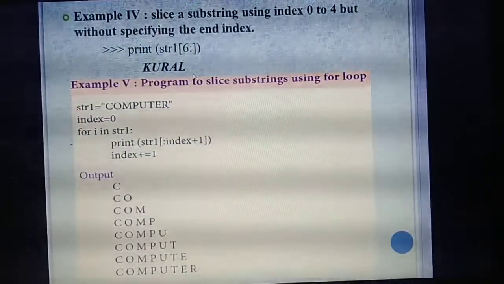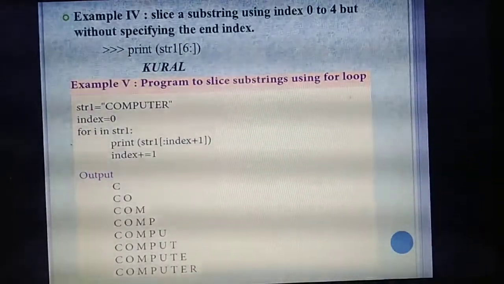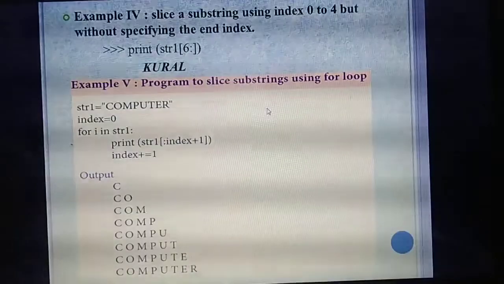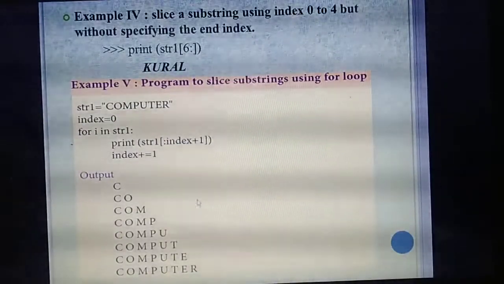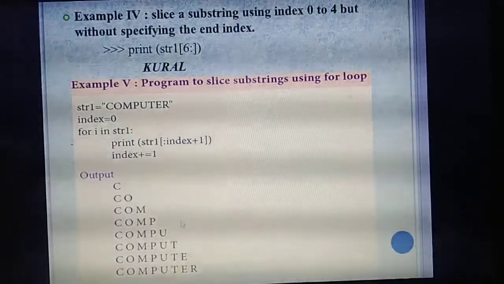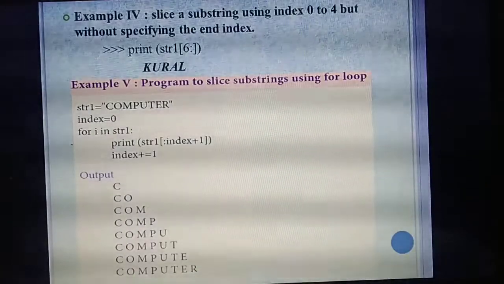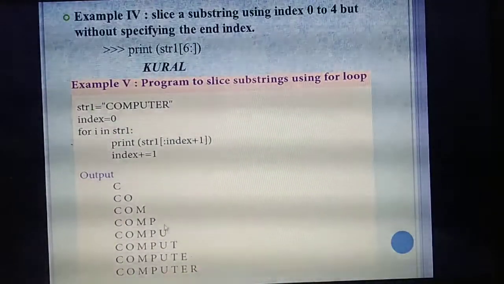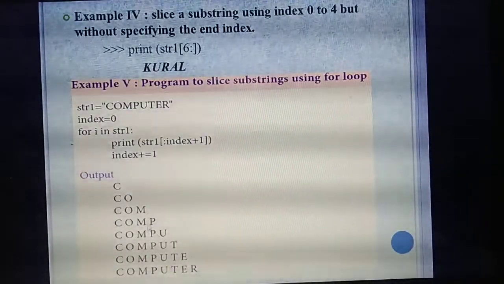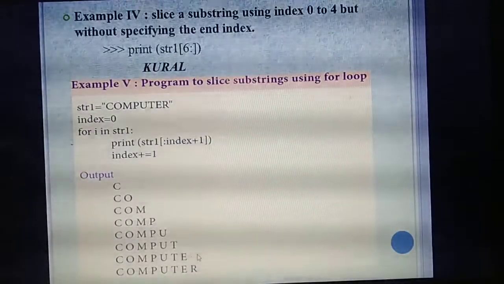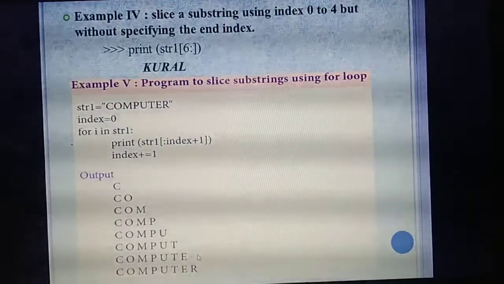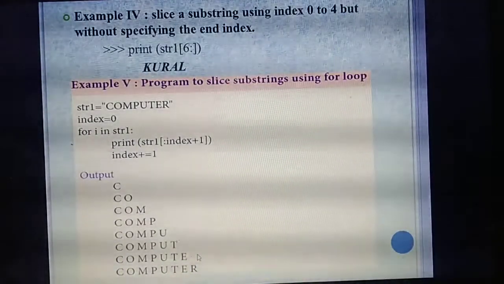Then the next example, this program is very, very, very important. Program to slice a substring using a for loop. Sometimes they will give the output like this and ask you to write the program. Last year in the annual exam, or I think the revision exam, they also asked it. It is a very, very important program.